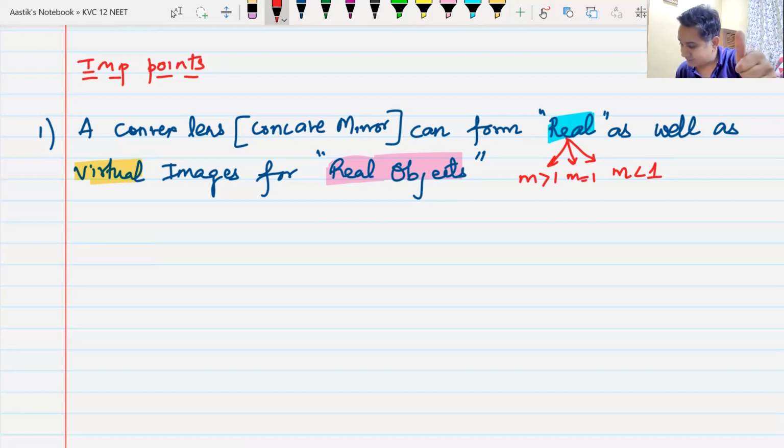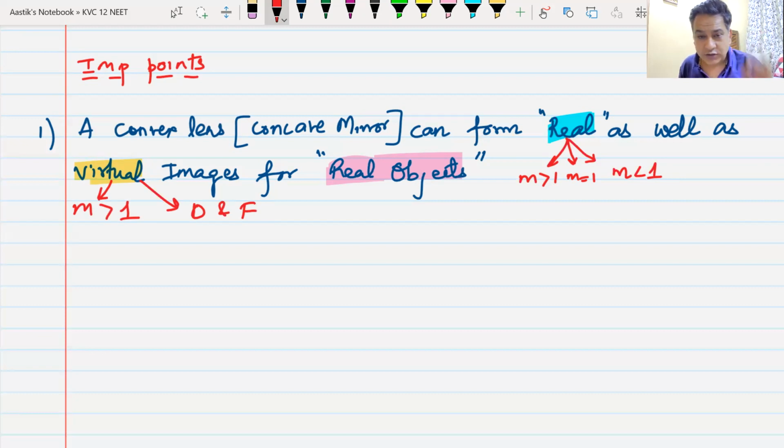Do we understand this? If the object is at the center of curvature or 2f in case of a lens, the magnification is 1. If the object is between f and 2f, the magnification is greater than 1. We understand this, yes or no? Yes, sir. But for virtual image, the magnification is always greater than 1. Do we understand this? And virtual images are only formed when the object is between O and F. Do we understand this?